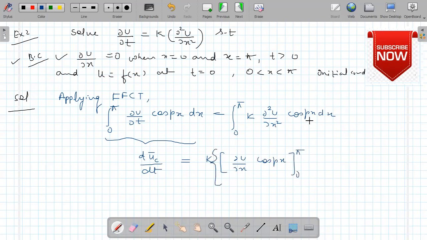We always take this as the first function and this as the second function. We have here p, and because the derivative of cos is negative, we have a positive sign here: integral sine px dx. The derivative value at pi is 0, and at x equal to 0, this is again 0. So this whole term is 0.